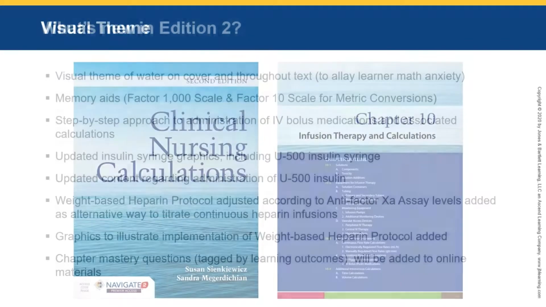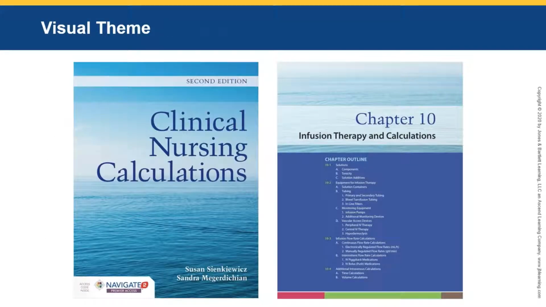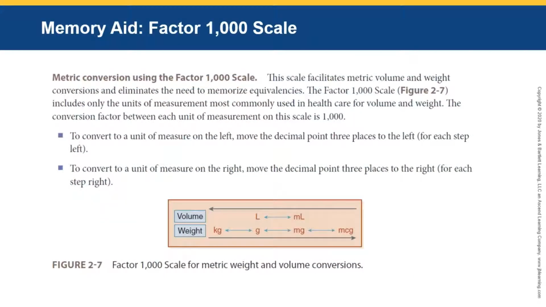All right, so the next slide is showing you our visual theme. How awesome is this? We love our cover. The next slide shows you an example of a memory aid that we inserted. This is what we call the Factor 1000 scale. And so we feel that this helps students perform the metric-to-metric conversions, and it only shows the ones that are commonly used in healthcare. So for volume conversions, liter to milliliter and vice versa are the only ones they need to know.